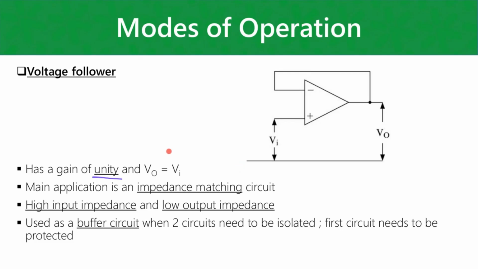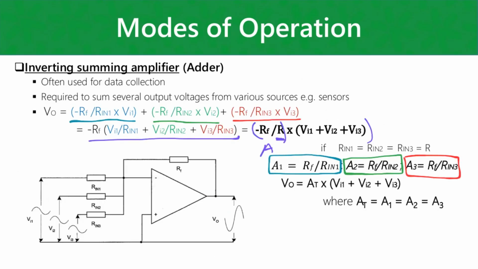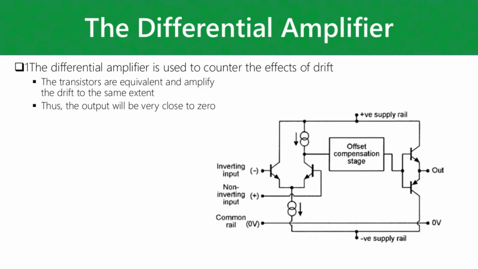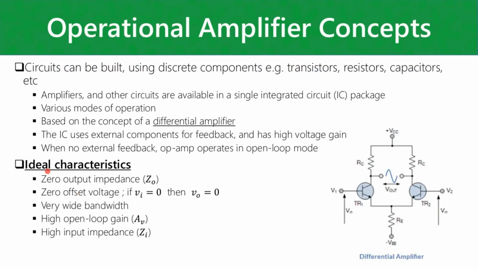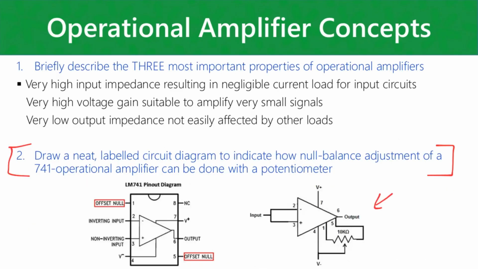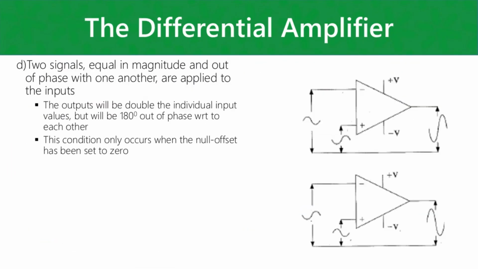So I would wonder, okay, why would you do this? There are some reasons for this. The main reason is that this circuit is usually used in impedance matching. So I'm just going to quickly skip back to the ideal characteristics for an op-amp. In an op-amp, you want really high input impedance and really low output impedance, which is what the voltage follower gives us.